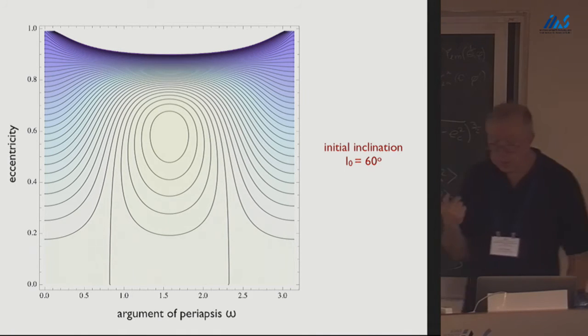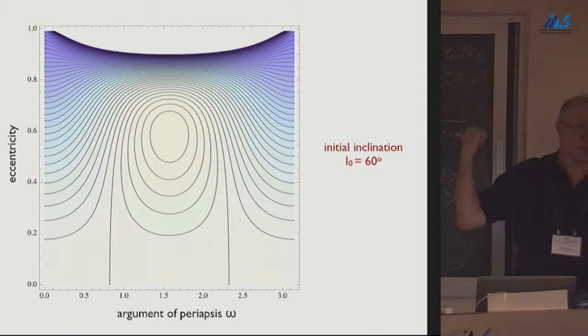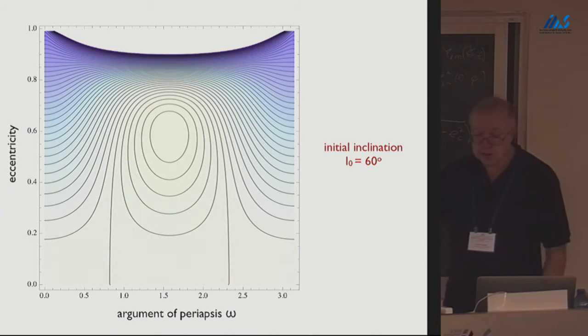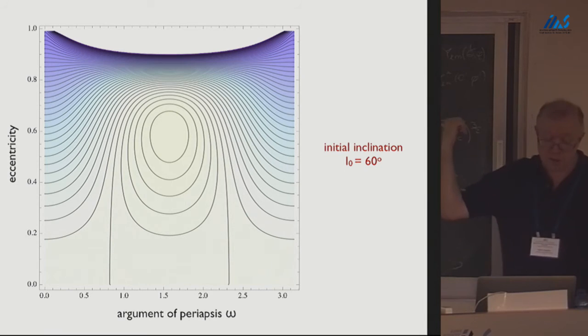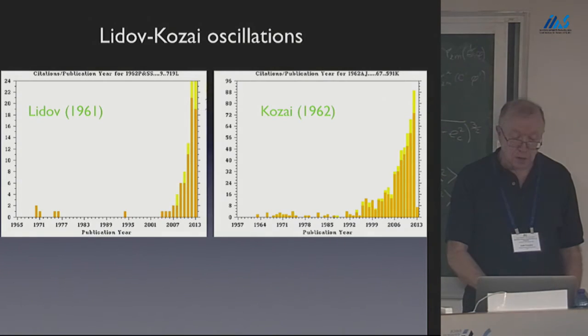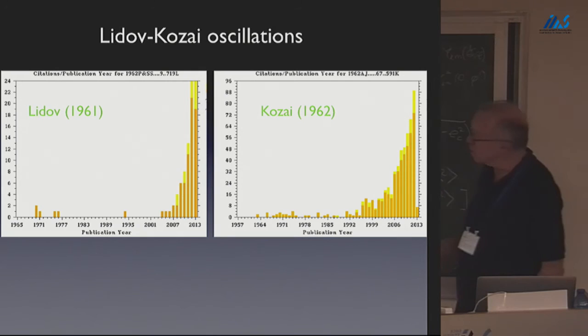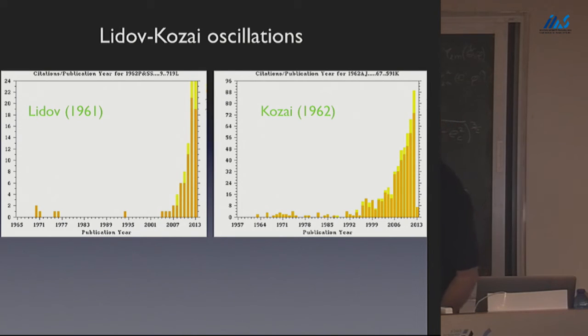There are a couple of remarkable things about this discovery. First of all, there's nothing that I've done here that Laplace didn't know about, right? So Laplace could easily have derived all this stuff. The second remarkable thing is that even after Lidov and Kozai derived it, there was a latency period of about 20 years. These are citations from ADS.